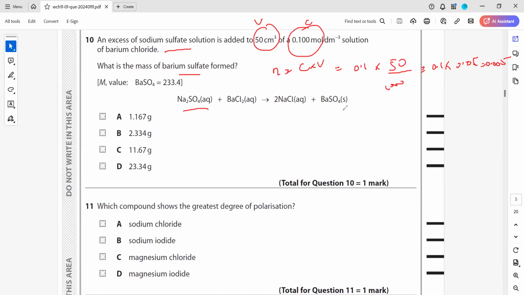Then we need the moles of barium sulfate, because we need the mass of barium sulfate. The ratio is 1:1. Like 1 mole of sodium sulfate gives 1 mole of barium sulfate. So if we have 0.005 moles there, this will be X. So we get the same moles. And then to get the mass in gram, just multiply by the molar mass, 233.4. So multiply by the molar mass, that will give us the mass in gram. So 1.167 g will be the right answer.